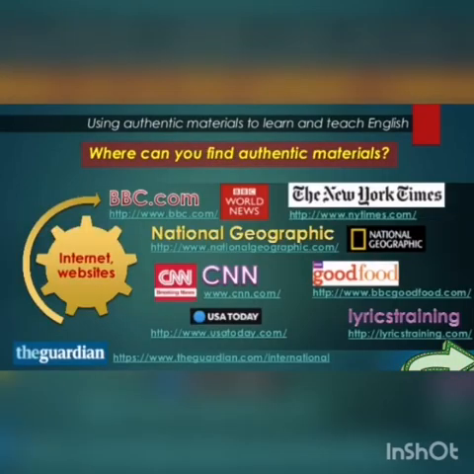Where can you find authentic materials? Internet websites: CNN, Good Food, USA Today, BBC.com, World News, The New York Times, National Geographic, The Guardian, and so on.